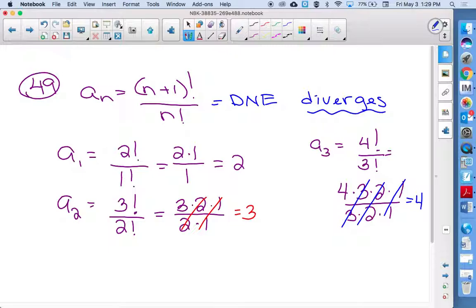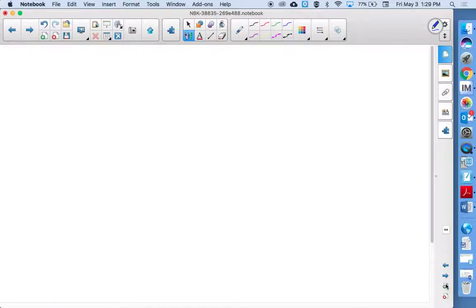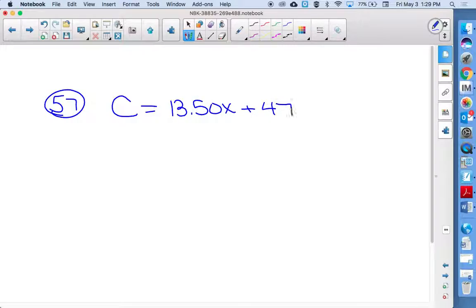Any questions with 49? So the other one, number 57, gave us a cost function for some kind of product. And the cost function they gave you was $13.50 times X plus 47,750. And it says X would be the number of units produced, whatever we're producing, I can't remember, something. That would be the cost. It wants you to find the average cost per unit.